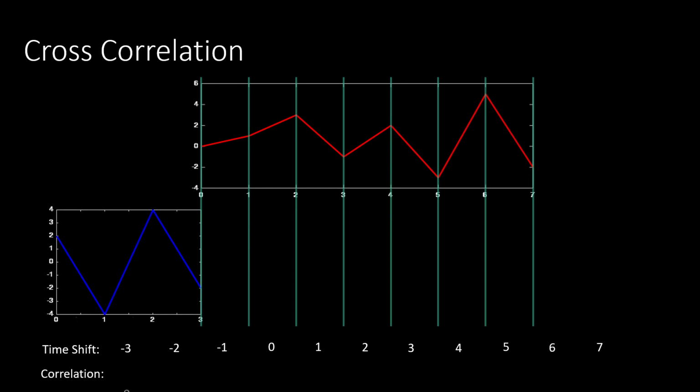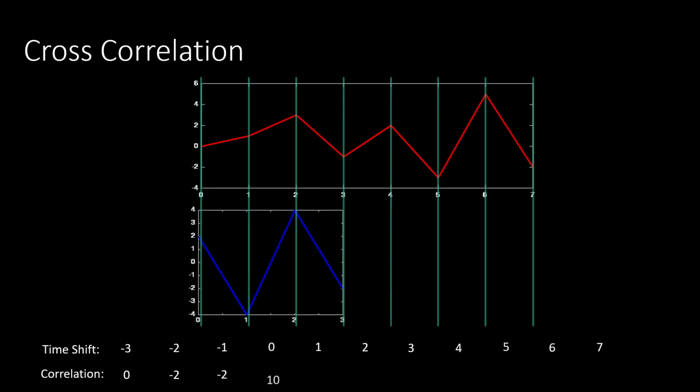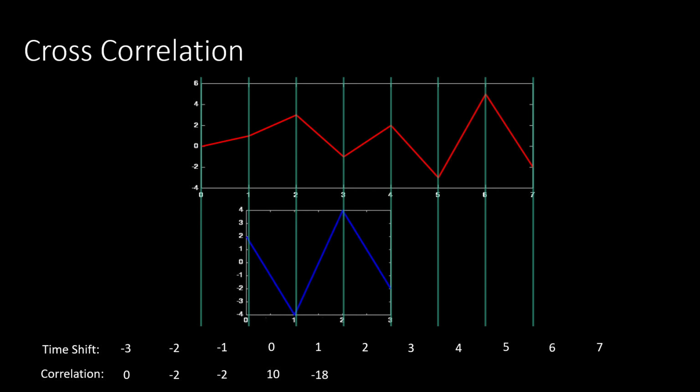Negative time shifts of signal y in this example yield a much lower correlation value. A time shift of 0 gives us the original value of 10 from just taking the correlation of the two signals. A time shift of 1 gives a negative value, as the peaks of signal y line up with the values of signal x and vice versa.